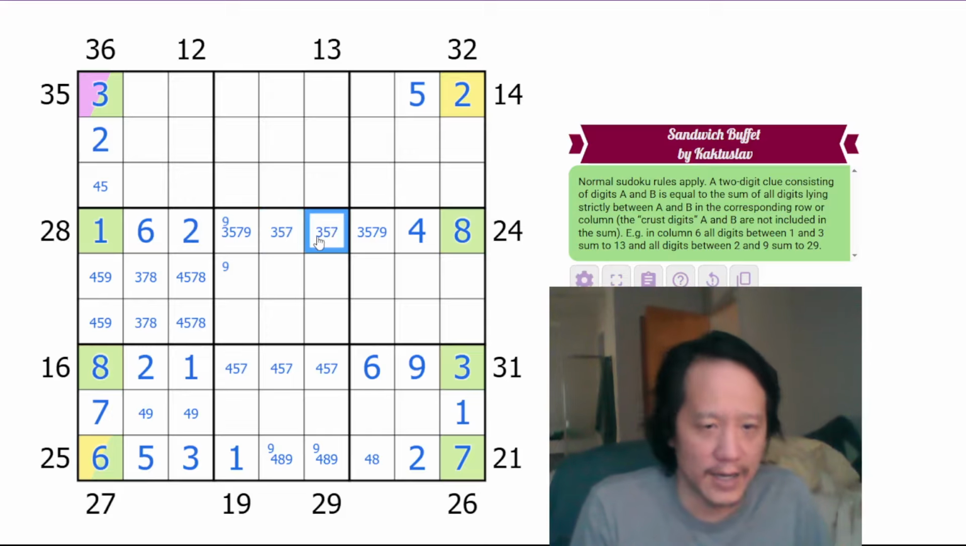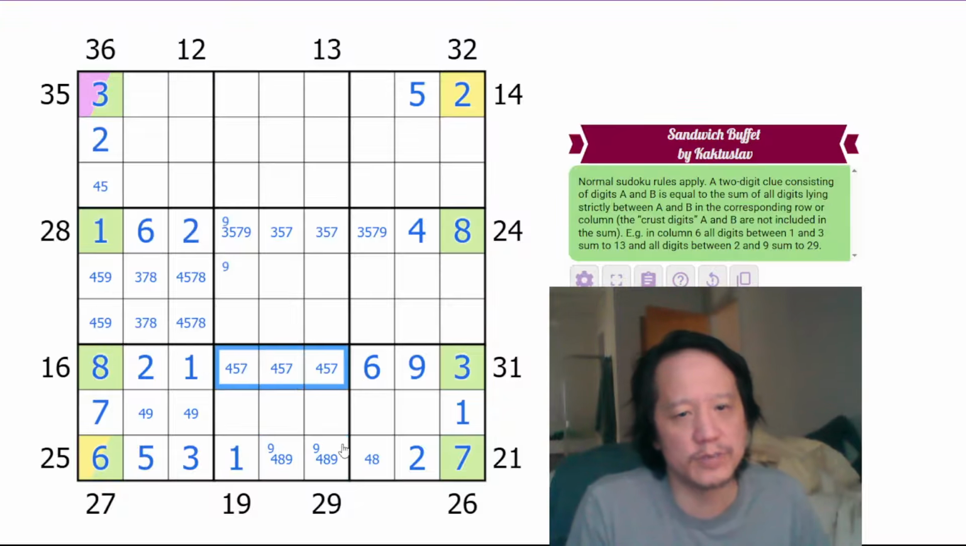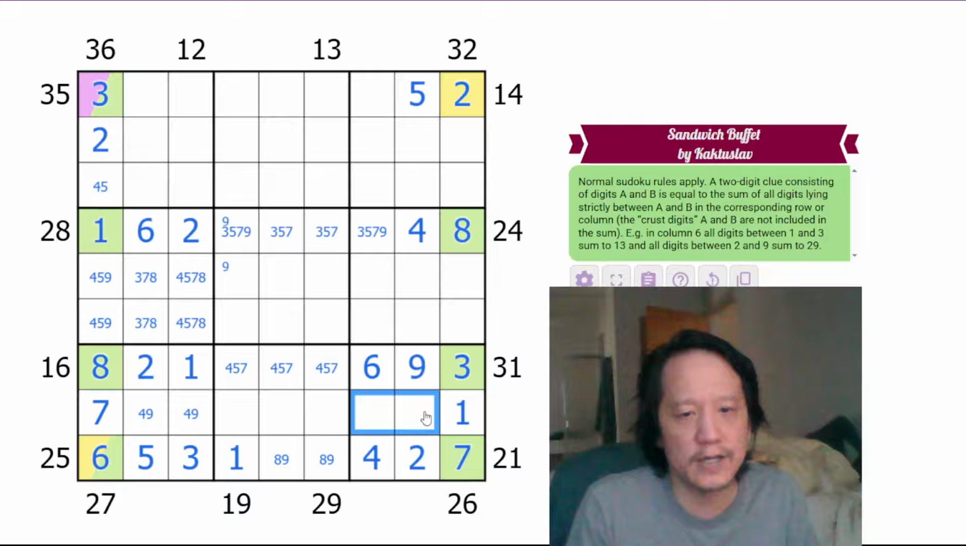This can't be 9, not 7. We have a 4, 5, 7 triplet, which eliminates 4, 5, 7 in the rest of the row, so this can't be 4. This becomes an 8, 9 pair, which eliminates 8 and 9 in the rest of the row, so this can't be 8. This is 4. That leaves these digits at 5 and 8. That leaves these digits as 2, 3, and 6.